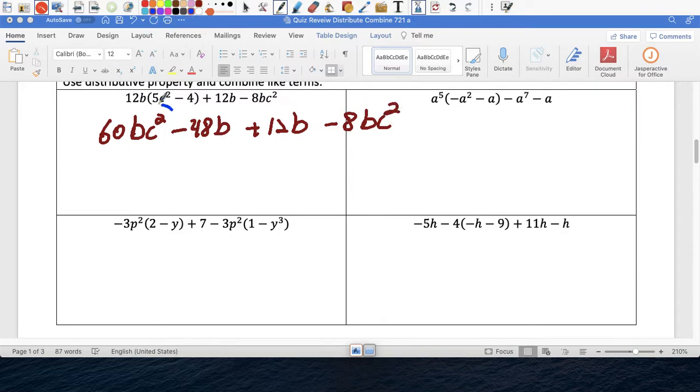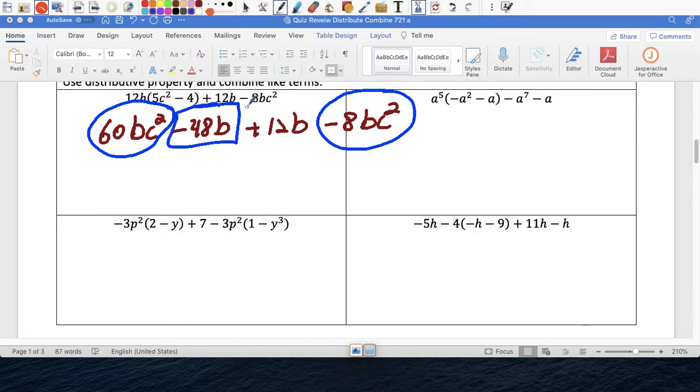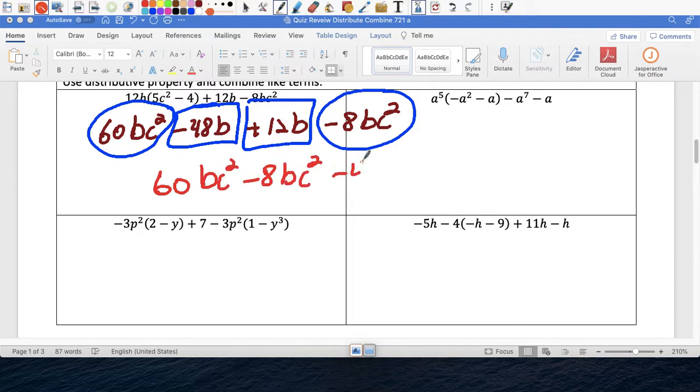Can I combine like terms? Yeah. This one and this one are like terms, and this one and this one are like terms. Now, you don't need to move the like terms together. It's nice to have the like terms together, okay? But if you don't want to, that's okay. I'll just do it.